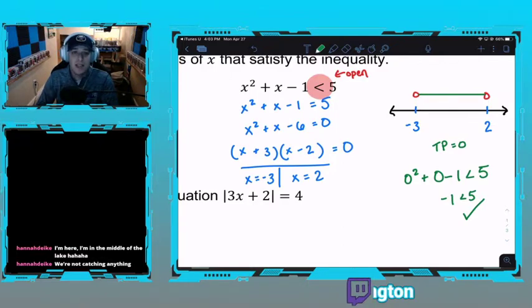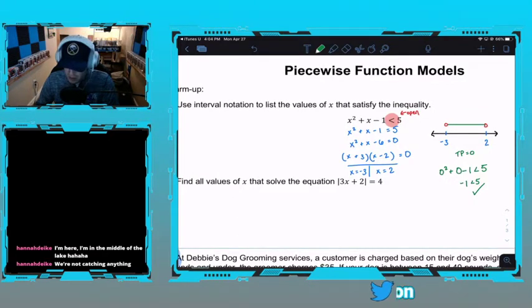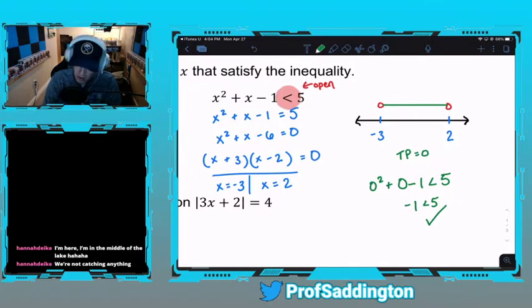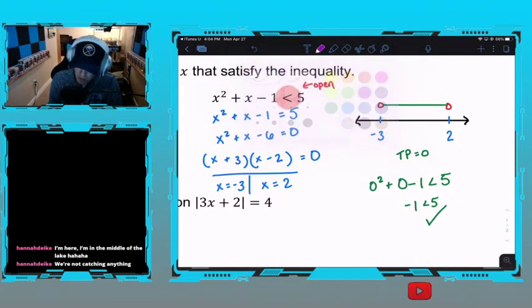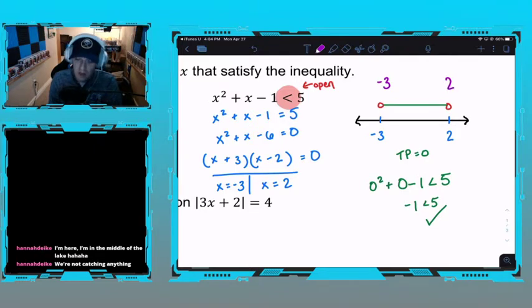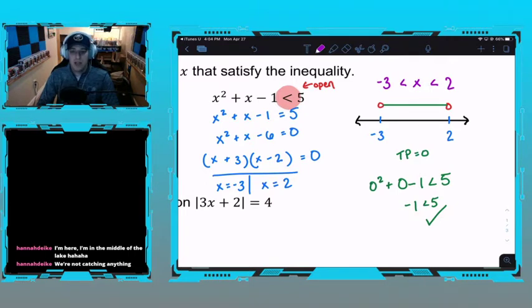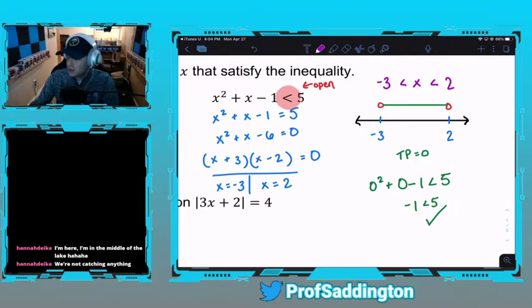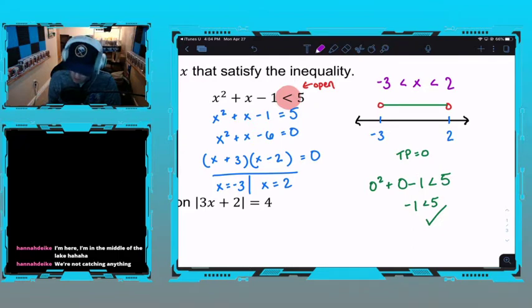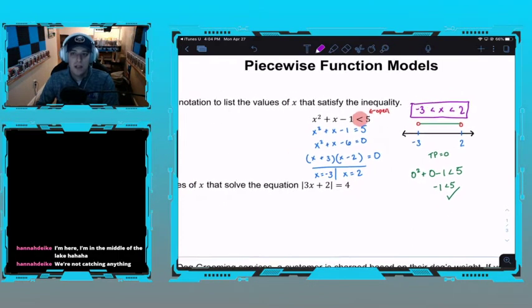But this question's asking us to write it in interval notation. If we want to write it in interval notation, we now know what the smallest number is going to be, and we know what the largest number is going to be. Negative 3 is the smallest, 2 is the largest. Since we're working with x's, that is our middle variable, and we always use less than symbols. Since they're both open, there's no equal sign. So we are good to go as far as this one goes. That is our interval notation. That was all for part A.